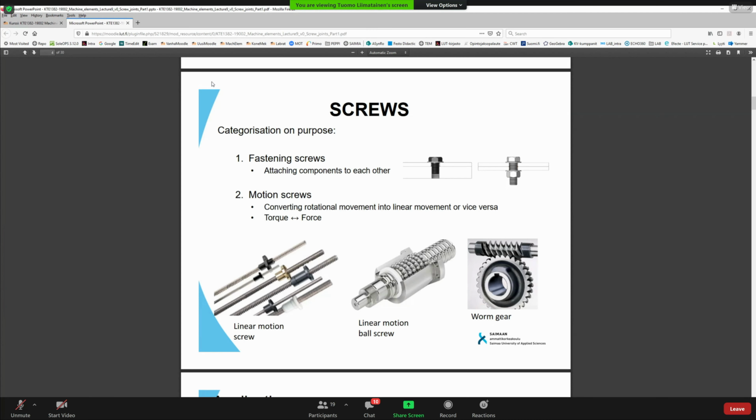Also you can use the screw as a motion screw, which means that you will convert rotation into linear movement or linear movement to rotational movement. And also when you do this movement conversion, you can convert also torque to linear force or linear force to torque. This has been used, for example, in linear motion ball screws, like in grinding and milling machinery, or for example in a worm gear. There you convert the torque and force also.